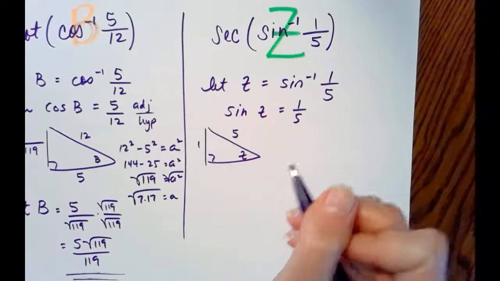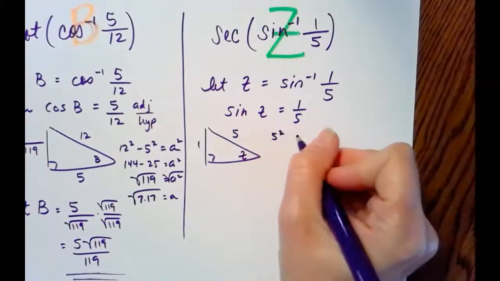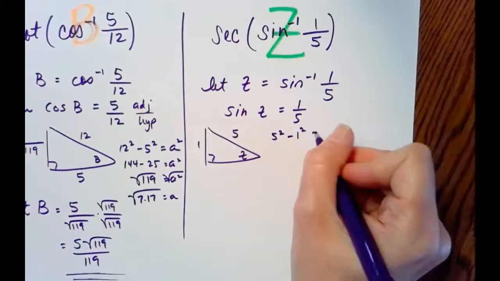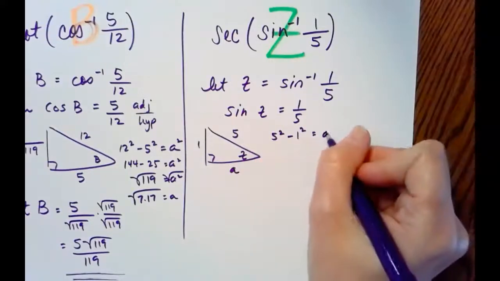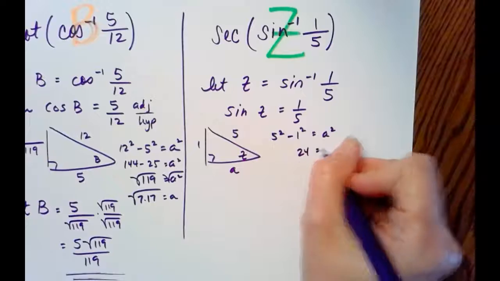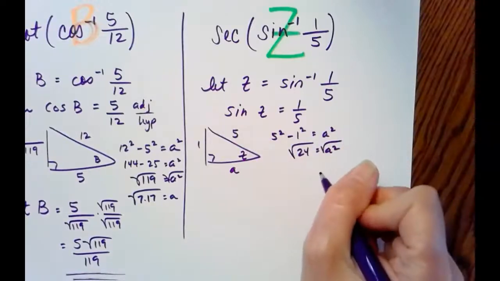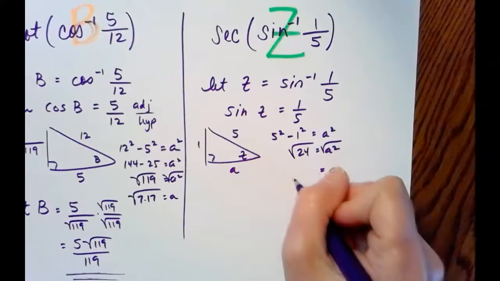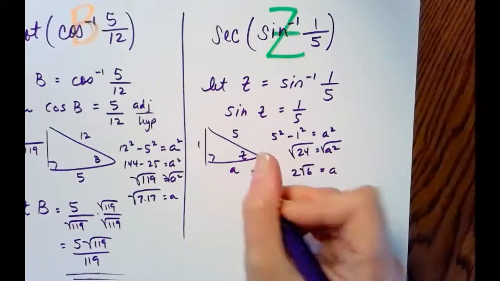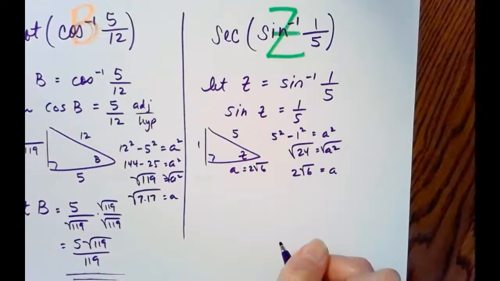Let's use Pythagorean Theorem and let's find the missing side. So that's going to be 5 squared minus 1 squared equals a squared. So 25 minus 1 is 24 equals a squared. Square root. Please simplify the radical. The square root of 24 is 2 root 6. So our missing side is 2 root 6.